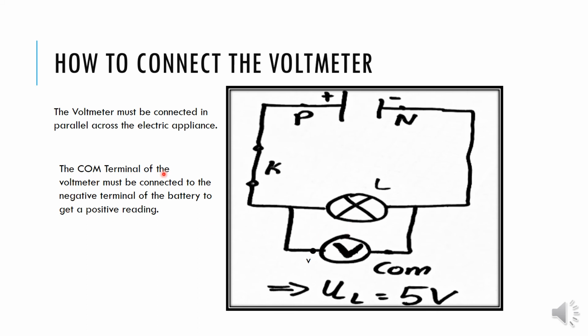The COM terminal of the voltmeter must be connected to the negative terminal of the battery to get a positive reading. So the COM terminal of the voltmeter is connected on the negative side of the dry cell or the battery. So here we get a positive reading, UL equals 5 volts. What do we mean by U? Voltage across the L. So U is the symbol of the voltage. So UL equals 5 volts. The COM is on the negative side while the V is on the positive side.